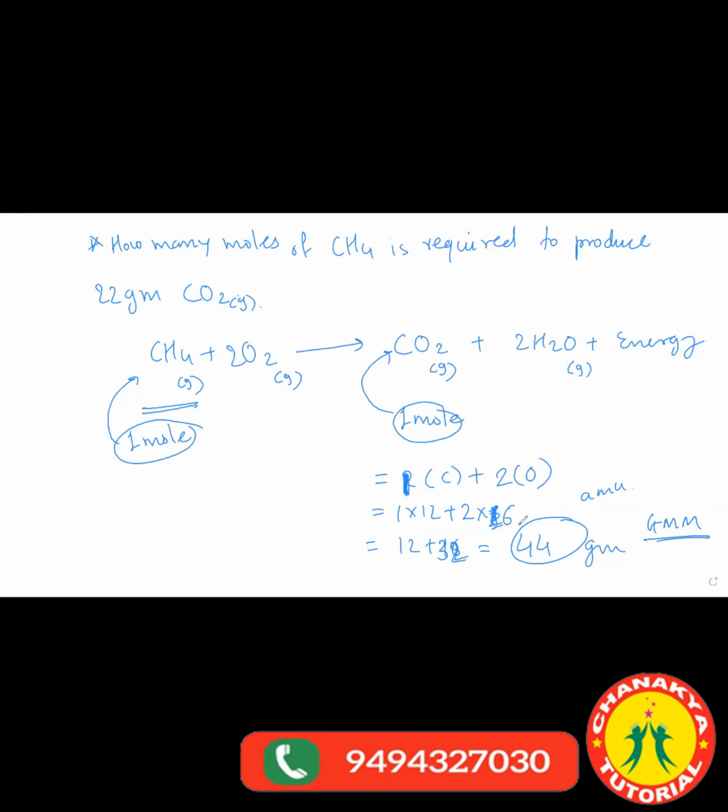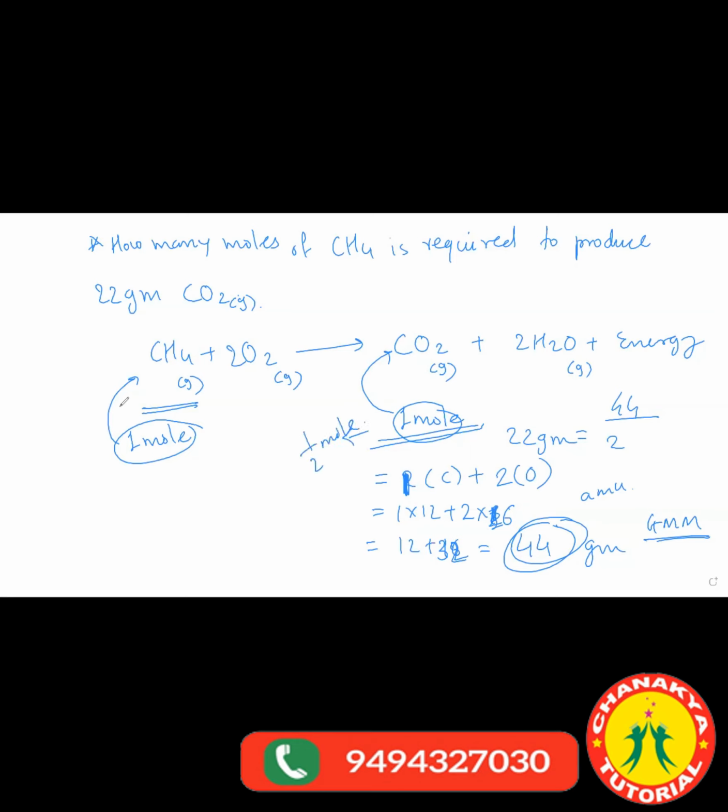Now, how much quantity of carbon dioxide you have to produce? 22 gram. This is 44 gram. If you have to convert it into 22 gram, you have to divide it by 2. Correct? So 44 divided by 2, you will get 22 gram. Means 1 mole will convert into half mole.